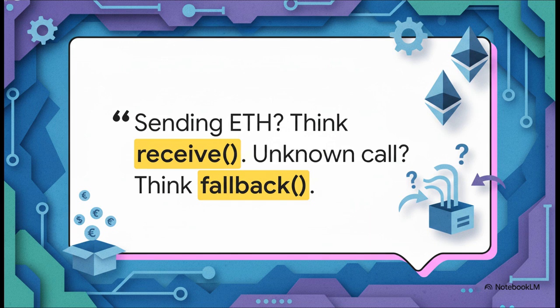If you only take away one thing from this entire explainer, I want you to memorize this exact rule. If someone is just sending ETH, think receive. If someone is making an unknown function call, think fallback. I'll say it again because it's that important. Plain ETH, receive. Unknown call, fallback. This is the ultimate decision rule, and it perfectly summarizes the modern separation of concerns in Solidity.